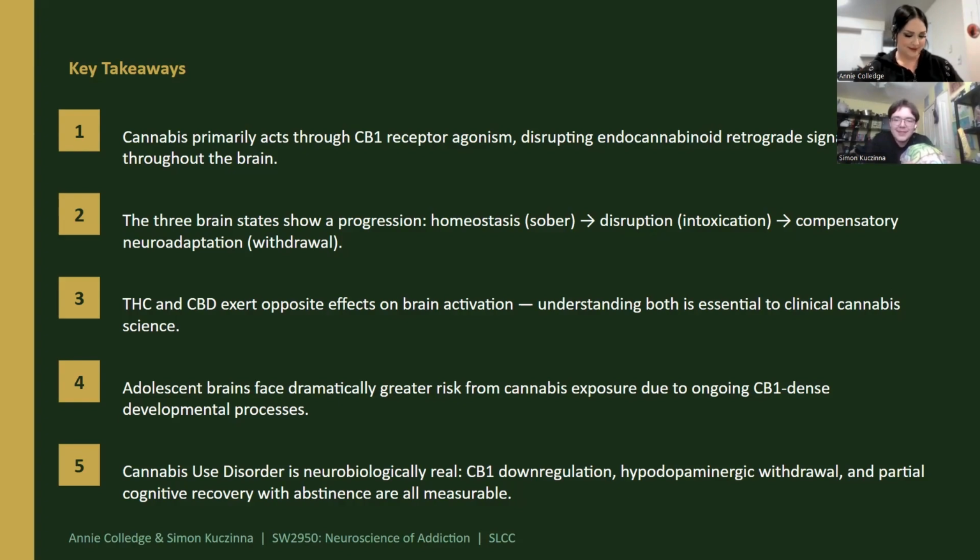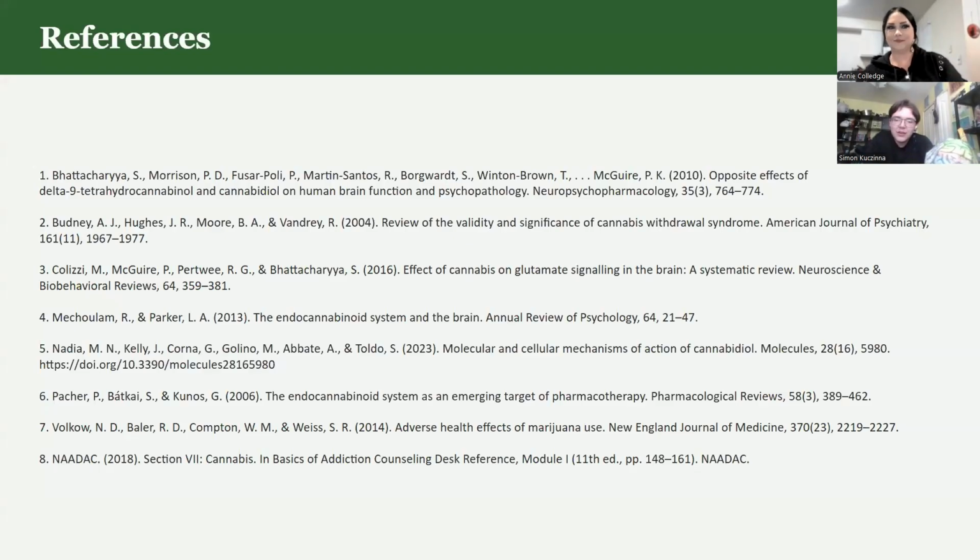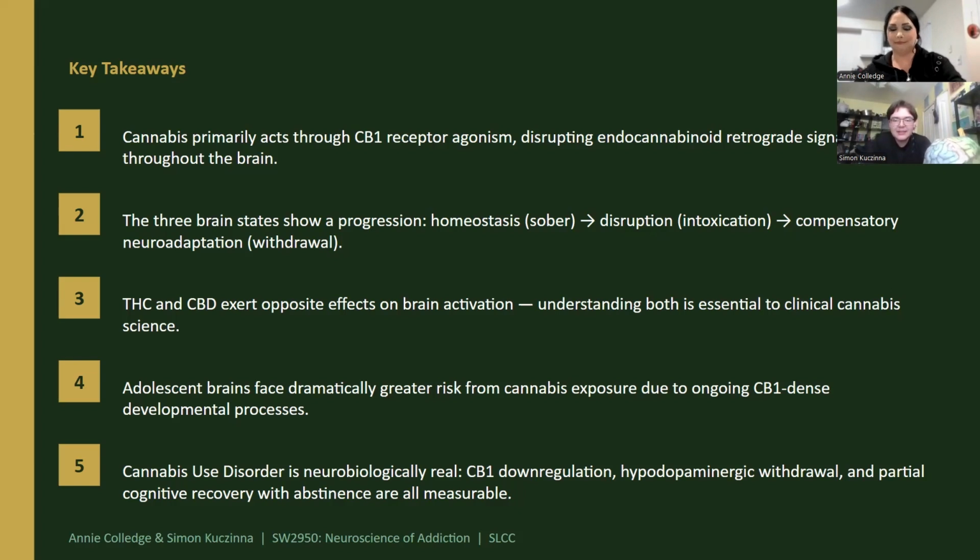And then understanding the neurobiology of cannabis isn't just academic. It's going to directly inform how we approach prevention, treatment, policy, and clinical practice. And it also validates the lived experience of people that are struggling with cannabis use disorder.